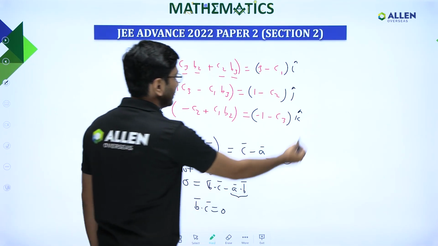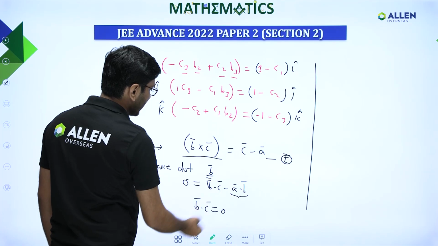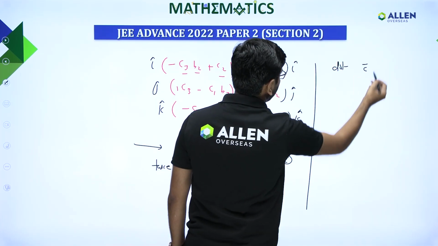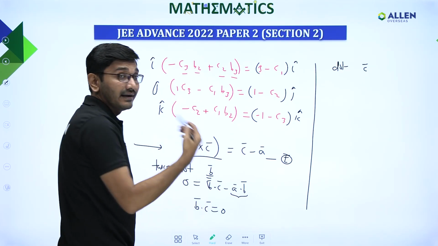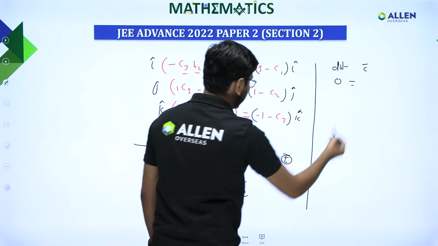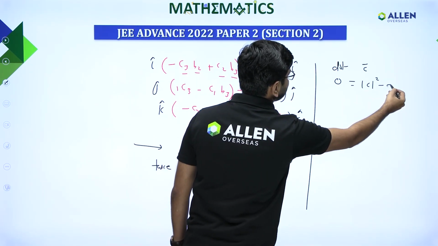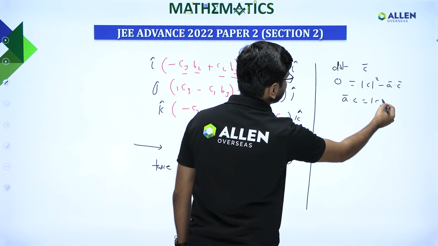Now, to this first equation, suppose we take a dot product, not with b bar, but with c bar. Then again I will get a box product, c b c box product, on the left side, and that will be 0, and on the right side I will get mod c square minus a dot c.